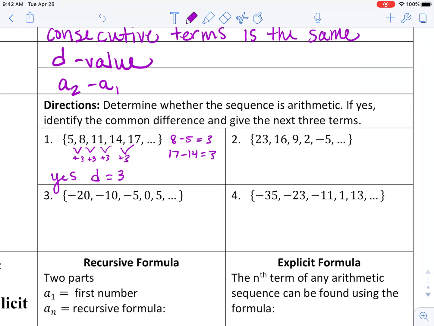So in number 2, one of the things I notice is this time the sequence is decreasing. So it's going down. If I can't tell what it's going down by or if it's consistent, then I might just do that subtraction of consecutive terms. 16 minus 23, that's a negative 7. 9 minus 16, that's a negative 7. So you want to make sure that that's consistent for all of the terms. And in this case, now that I see that negative 7, that does seem to be consistent. So in this case, yes, we have another arithmetic sequence. That D value is a negative 7. So there's an example where your D can be negative.